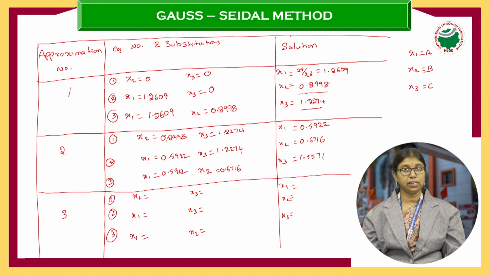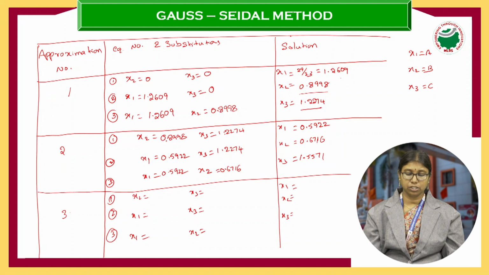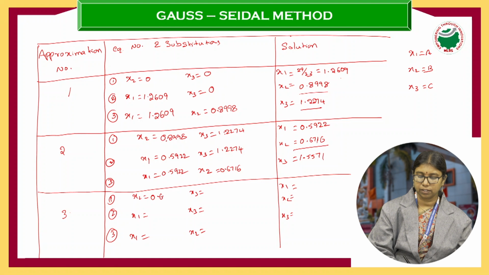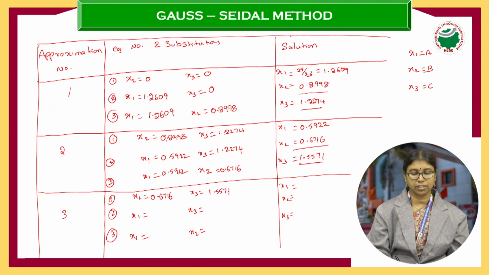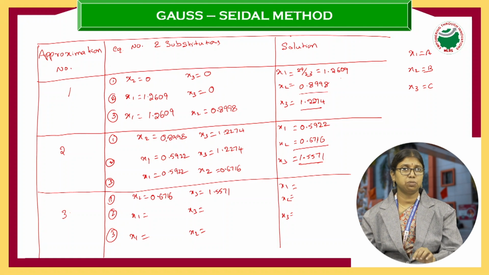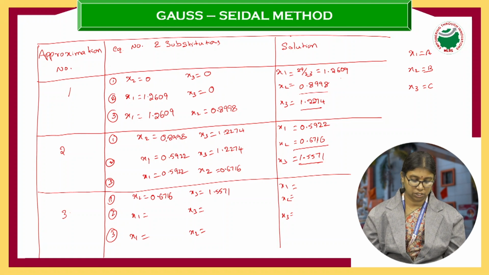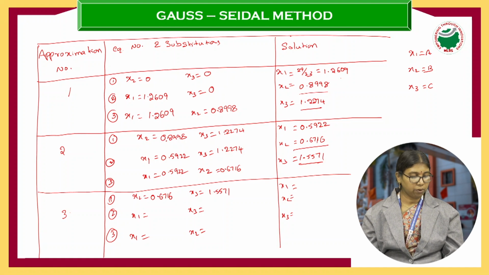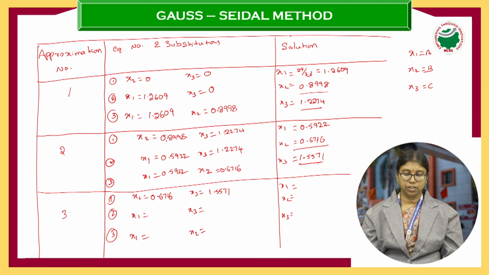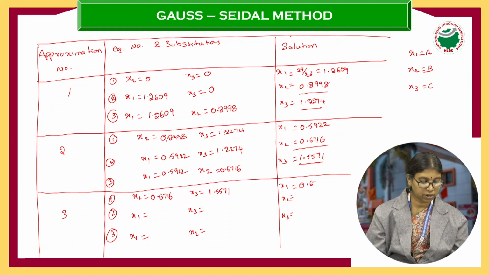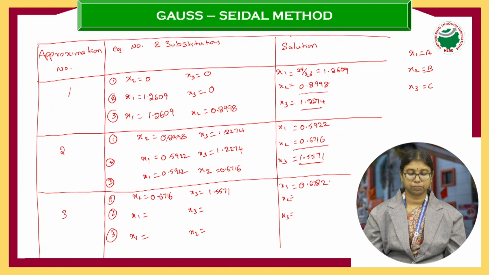So press calc button. The latest value for x2 is now 0.6716. For x3 is 1.5571. You have to enter these two values in that equation. That is 0.6716. Next 1.5571. Then you will get x1 as 0.6782. Next, we need x2 value.